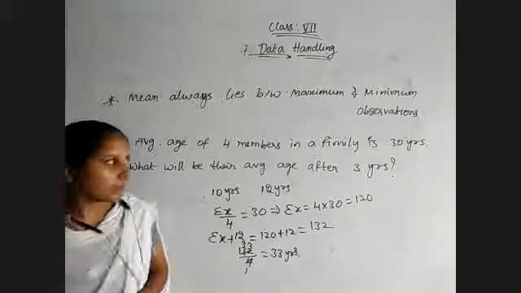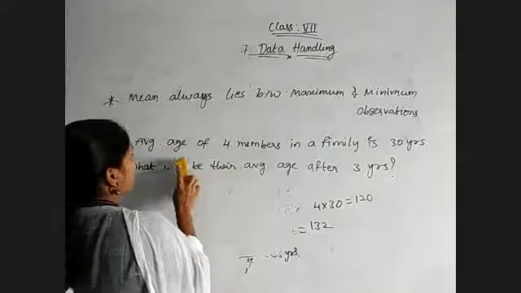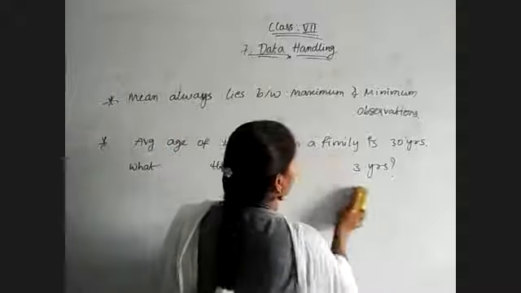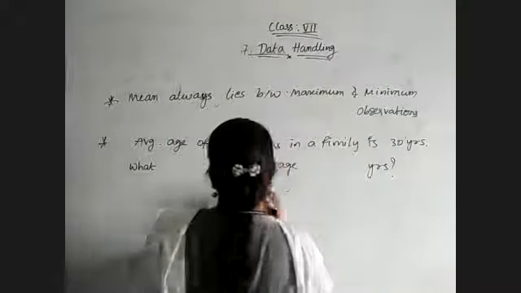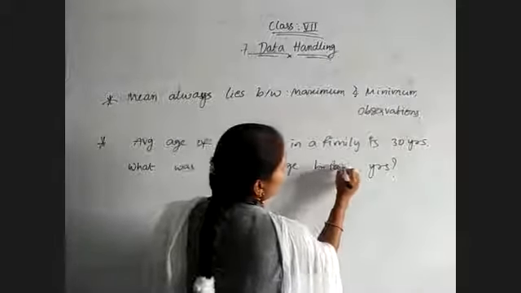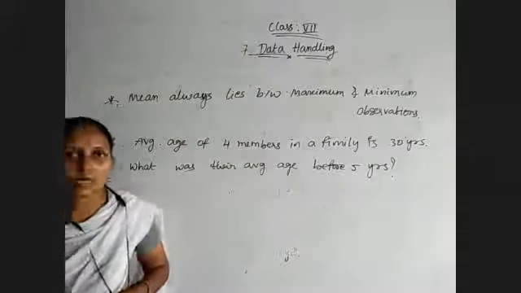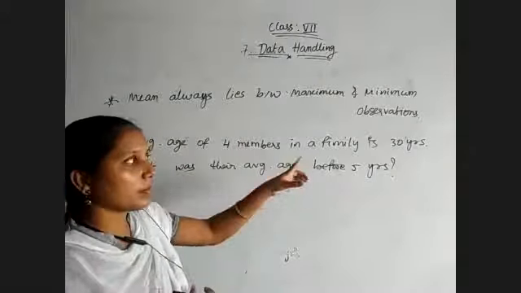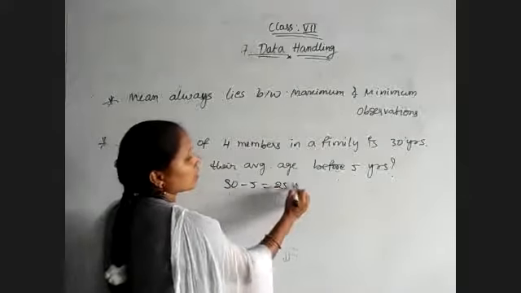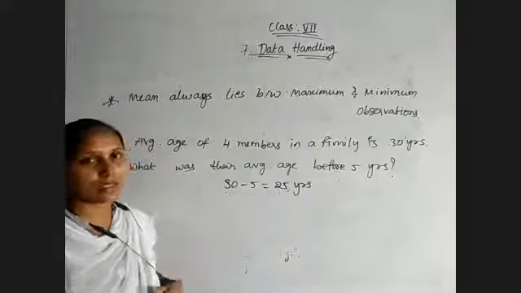And next, for suppose I ask what was their average age before 5 years. Before 5 years, each person's age is 5 years less. Yes or no? Meaning 5 is deducted, so the mean is also deducted by 5. 30 minus 5 is nothing but 25 years. So before 5 years, the mean age of those persons is 25 years.